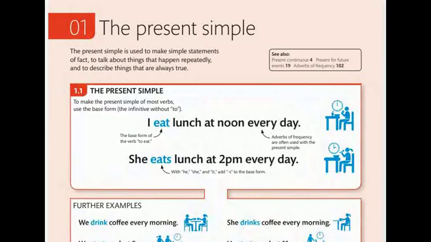To make present simple sentences, most verbs use the base form, the infinitive without to. For example, I eat lunch at noon every day. The base form of the verb is to eat. Adverbs of frequency are often used with the present simple. She eats lunch at 2 p.m. every day. With he, she, it, add s to the base form.